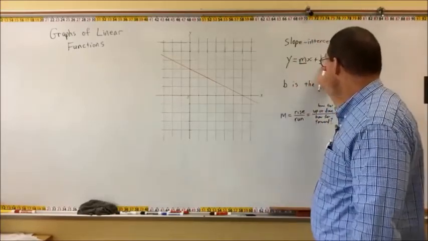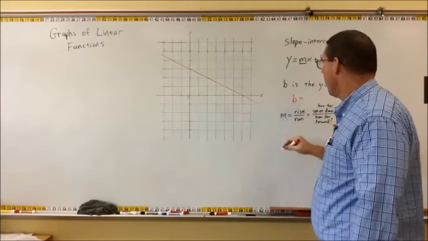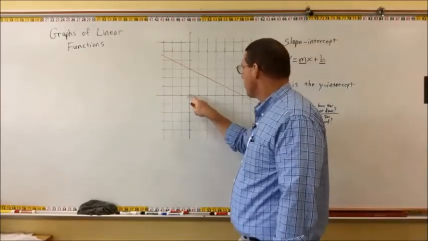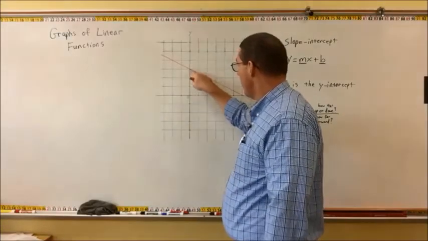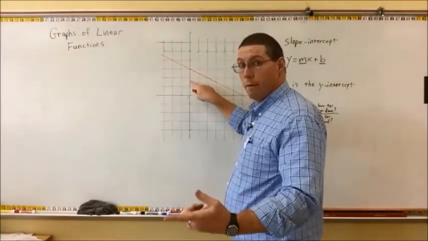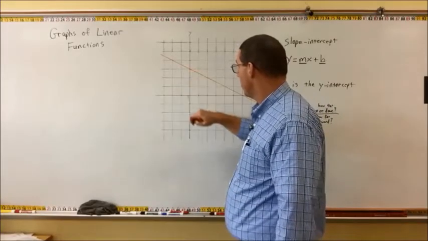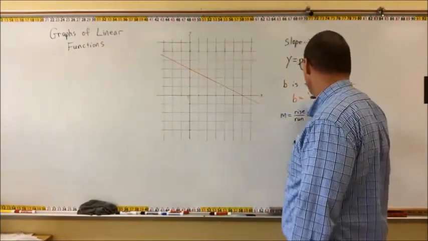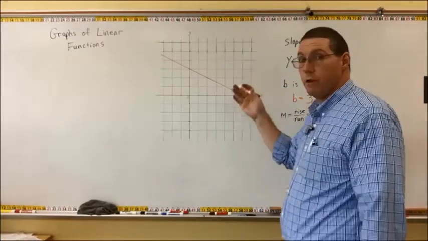I need 2 things. I need the y-intercept and I need the slope. So in this case, what is the y-intercept? Well, if I start at the origin here, I'm either going to count up or down. Since the line is up from the origin, I'm going to count up. 1, 2, 3. So it's 3 above the origin. So that's b equals positive 3 because it's above the origin.